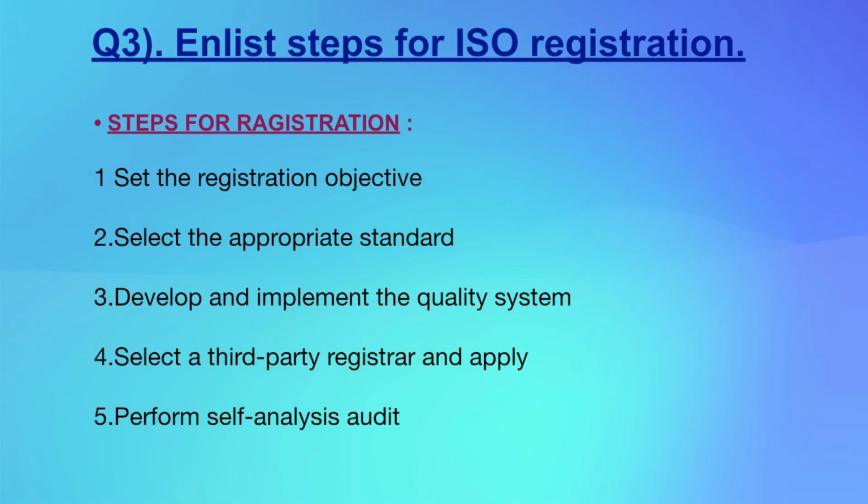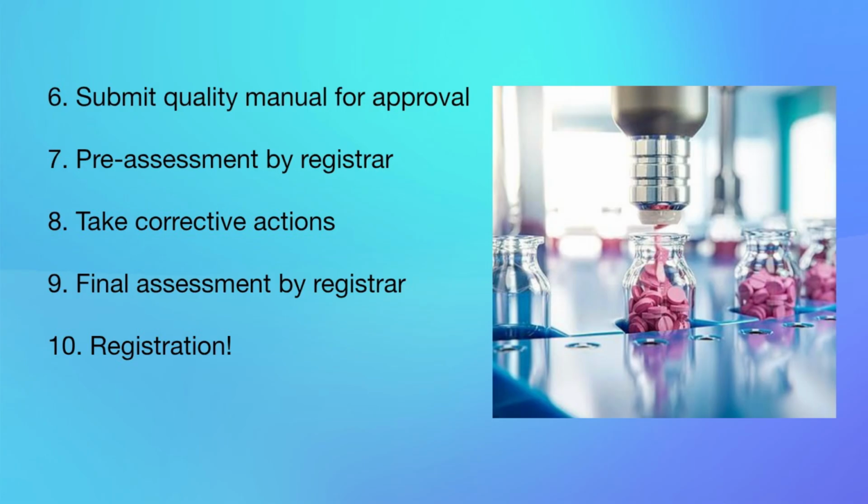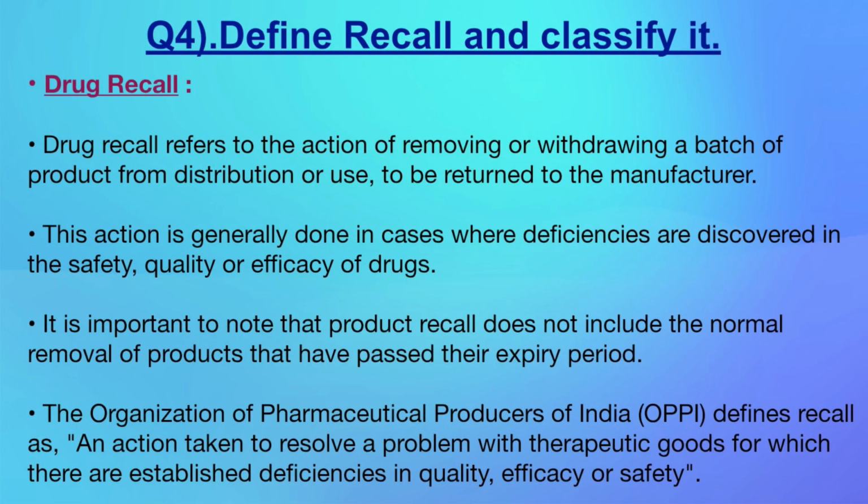Question number 3. Enlist steps for ISO registration. Answer. Steps for registration. First, set the registration objective. Second, select the appropriate standard. Third, develop and implement the quality system. Fourth, select a third-party register and apply. Fifth, perform self-analysis audit. Sixth, submit quality manual for approval. Seventh, pre-assessment by register. Eighth, take corrective action. Ninth, final assessment by register. And last, tenth, registration.